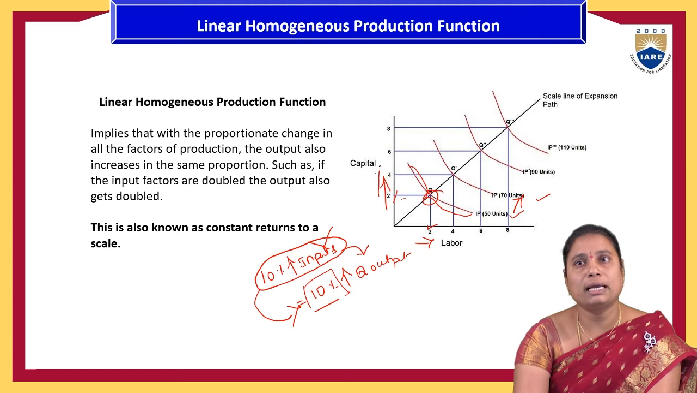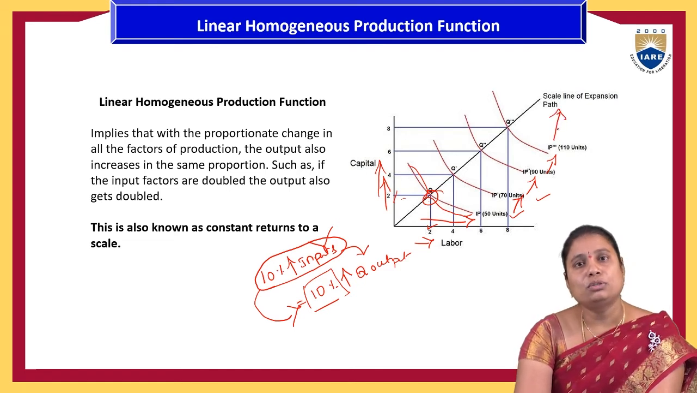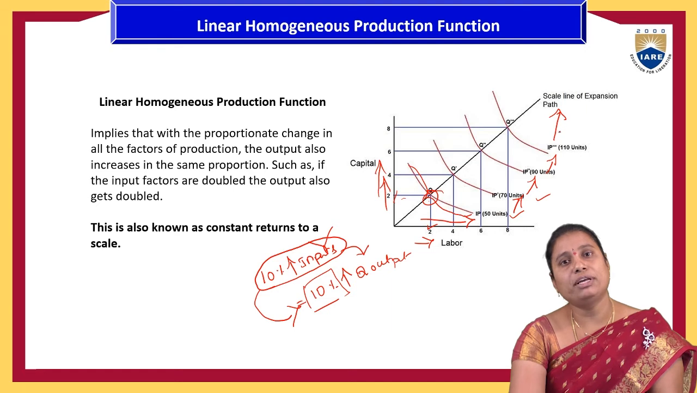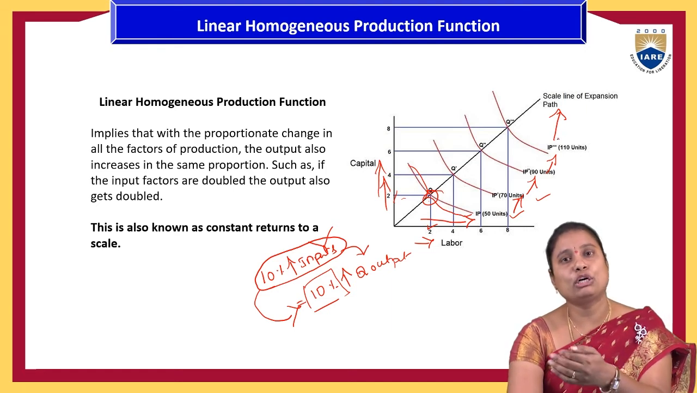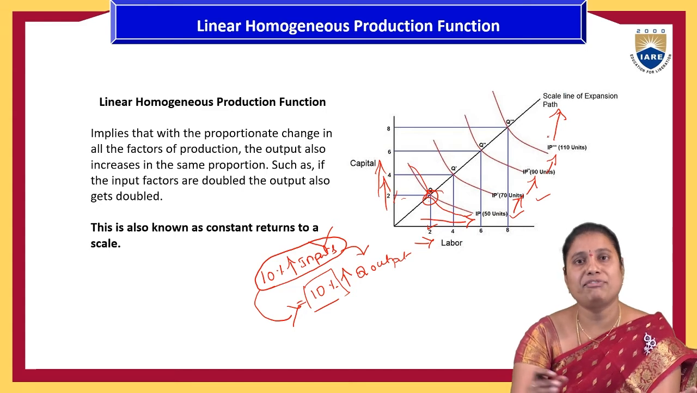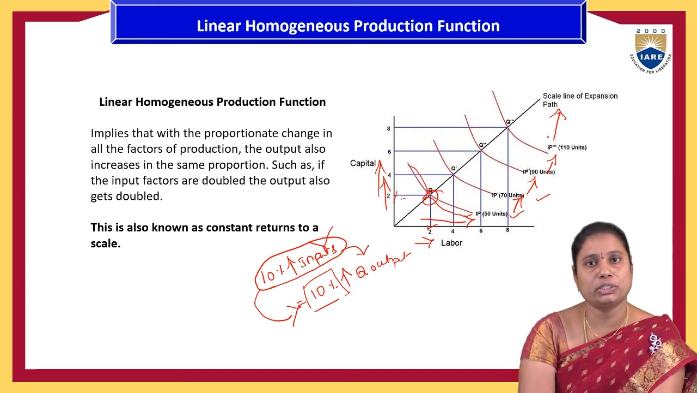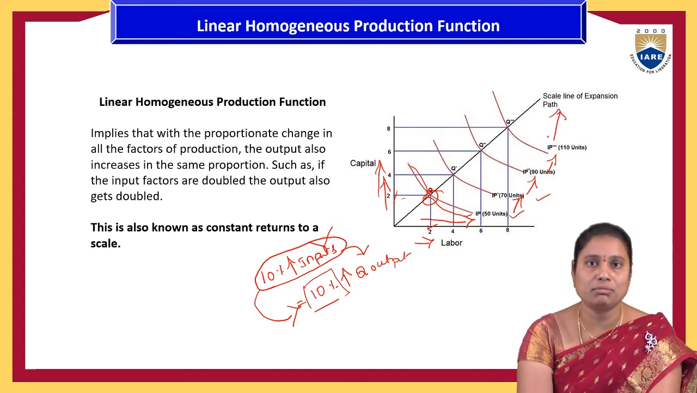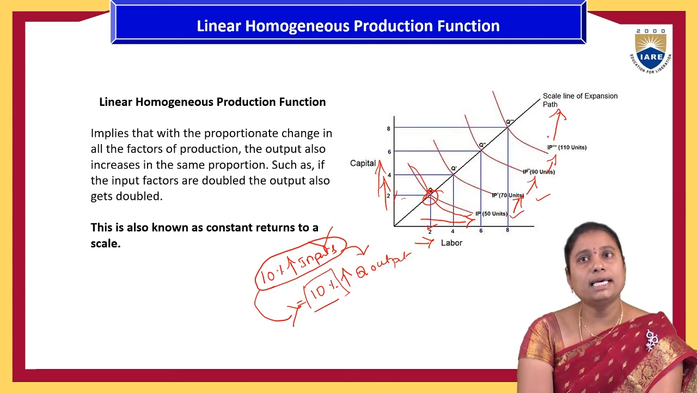So here the capital and the labor are all increasing, and the output levels are also increasing. That steady growth of the inputs, and the reflection of that growth on the outputs, if plotted in any graphical or tabular representation, that kind of production function will be called the linear homogeneous production function.